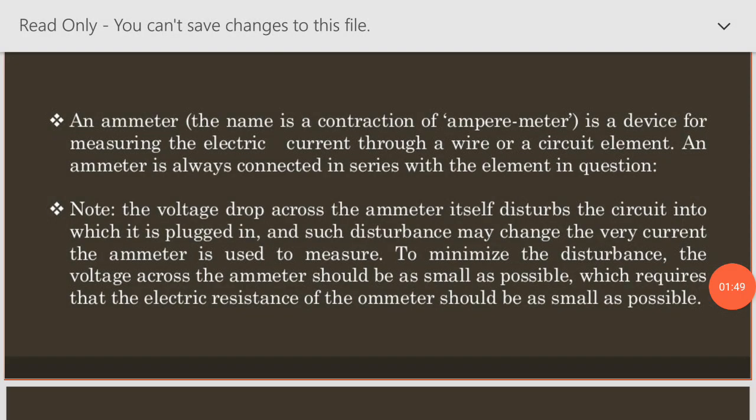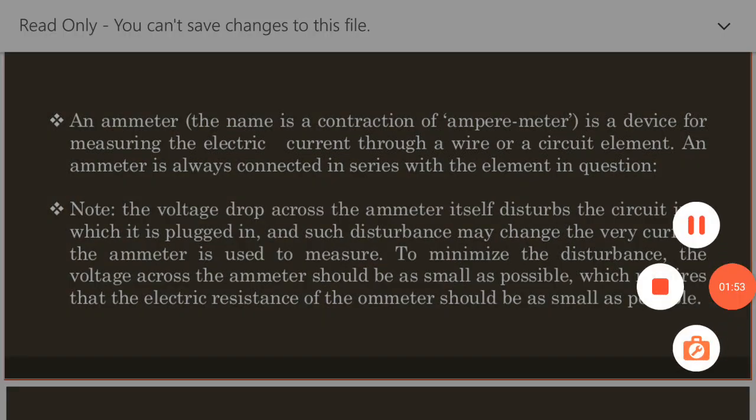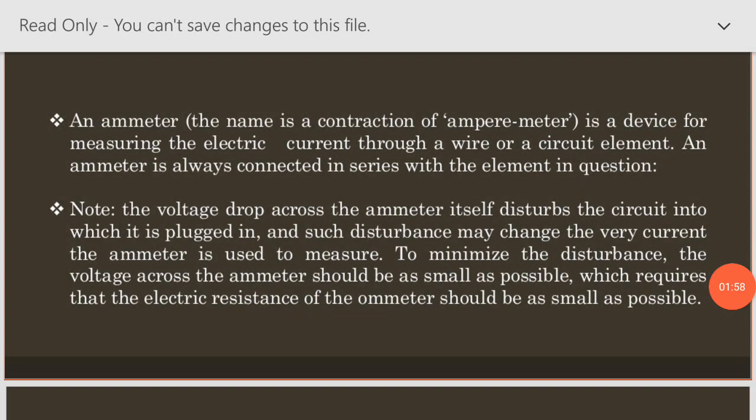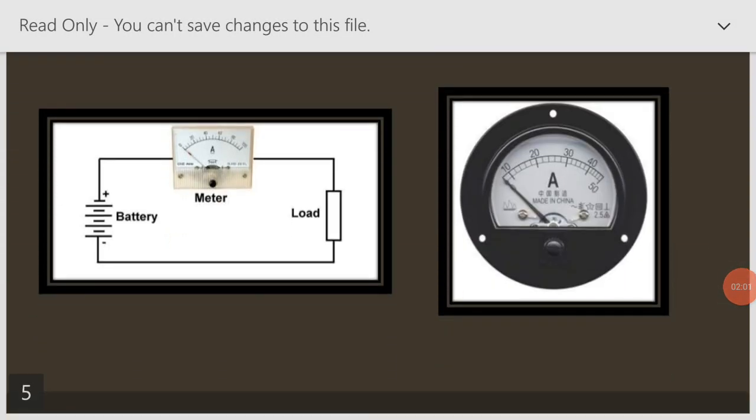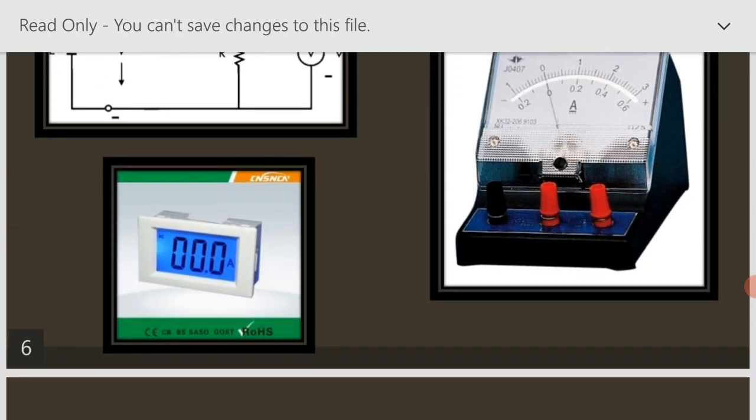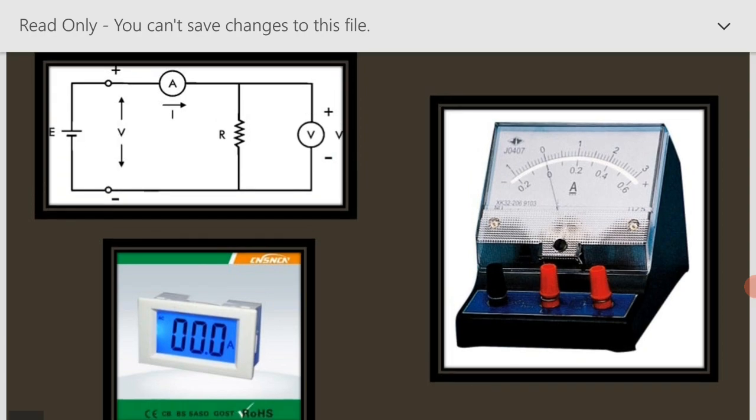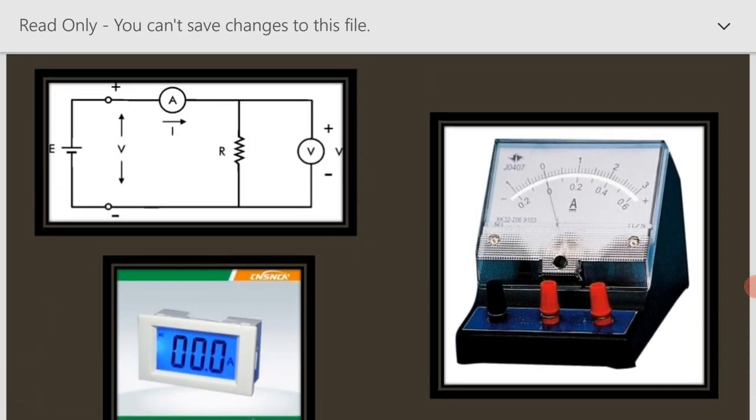To minimize the disturbance, the voltage across the ammeter should be as small as possible, which requires that the electric resistance of the ammeter should be as small as possible. The figure shows the ammeter. As shown in the figure, the current measured using an ammeter in amperes is denoted by A. The measured current is displayed on a display meter.